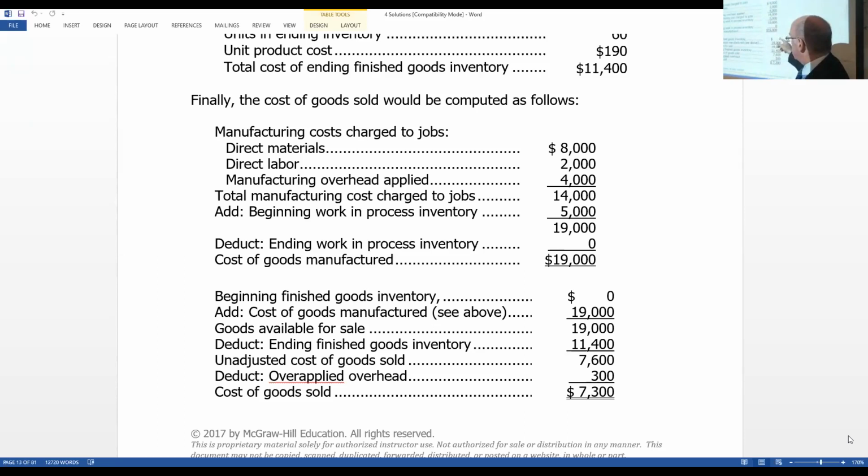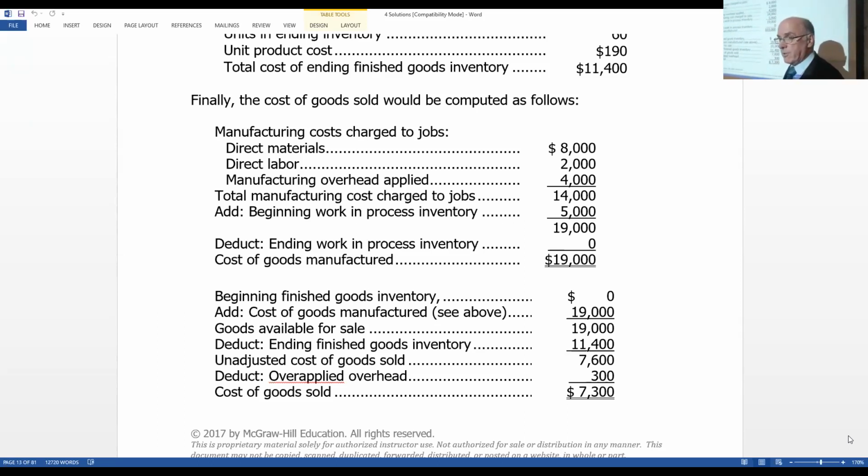So beginning finished goods inventory, they didn't have any. You add the cost of goods manufactured, and we just computed 19,000. So goods available for sale, if you sold everything you had, the cost of that would be 19,000. But you didn't sell everything. You only sold 40 units. You didn't sell 60. So you subtract what you didn't sell, the ending inventory, and that gives you what you did sell. Well, not exactly.